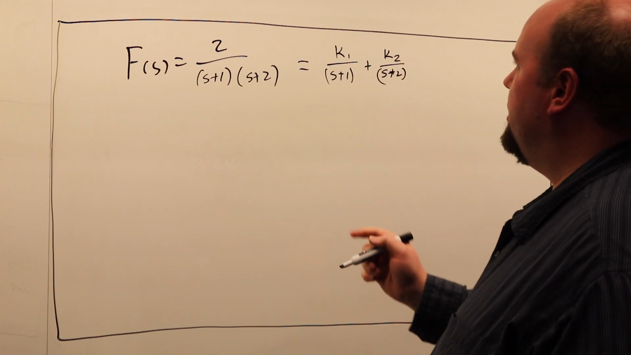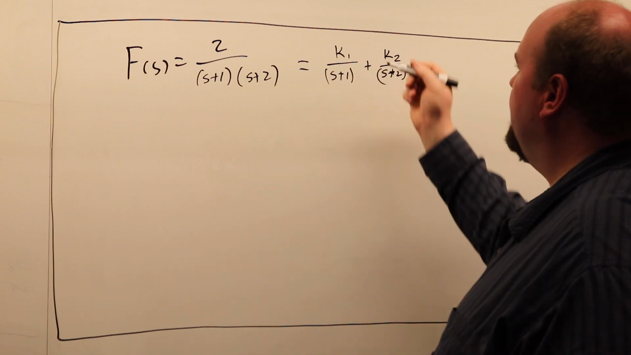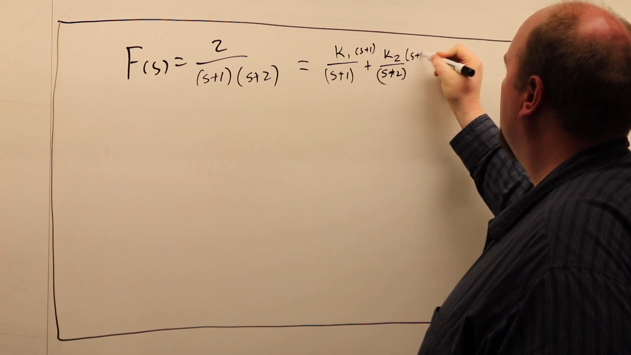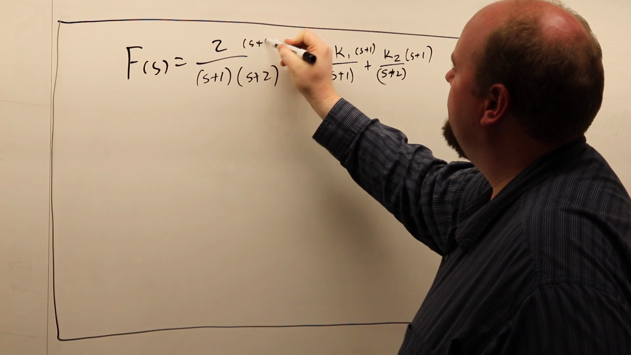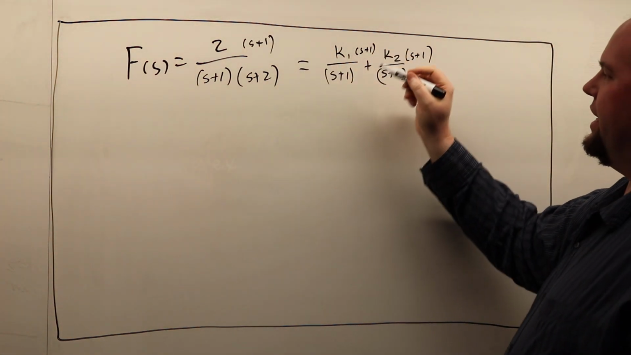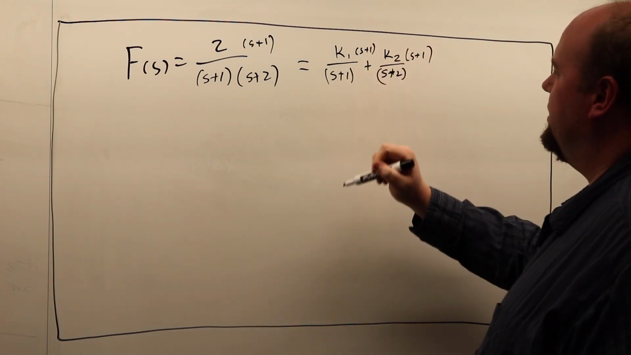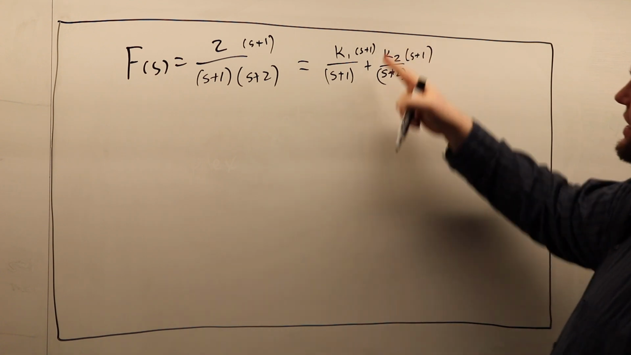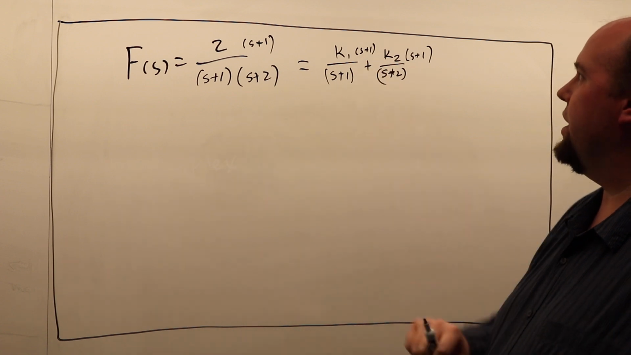So the first thing we're going to do, if we're going to solve for k1, is multiply both sides by s plus 1. So then what do we get? The s plus 1s here are going to cancel. So we're going to be left with just a k1 here. And then for this other term, we have to get rid of that k2, because we have one equation we're trying to solve for this one unknown k1.